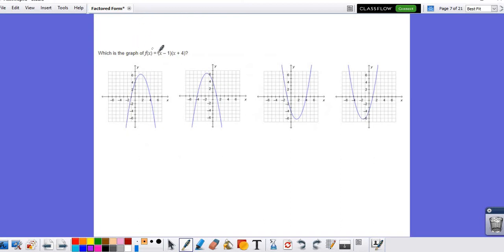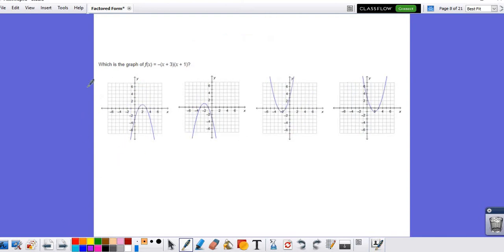All right, which is the graph of f of x equals x minus 1 times x plus 4? Again, this is just graph it on Desmos and see which one matches, and look for the specific points. Look and see which, like here's your vertex, and it's in a different quadrant every time. So look and see where that is, or look and see where your x-intercepts are, okay? It's graph and match. Same thing on this question, which is the graph of f of x equals negative x plus 3 times x plus 1. Just put it on Desmos and graph it.